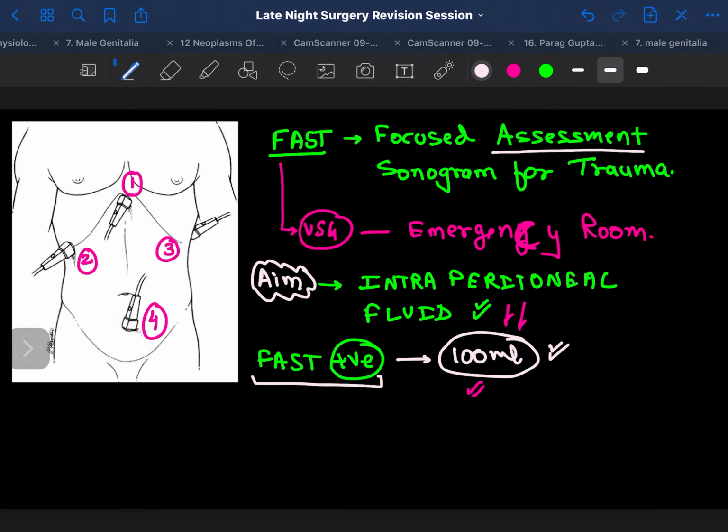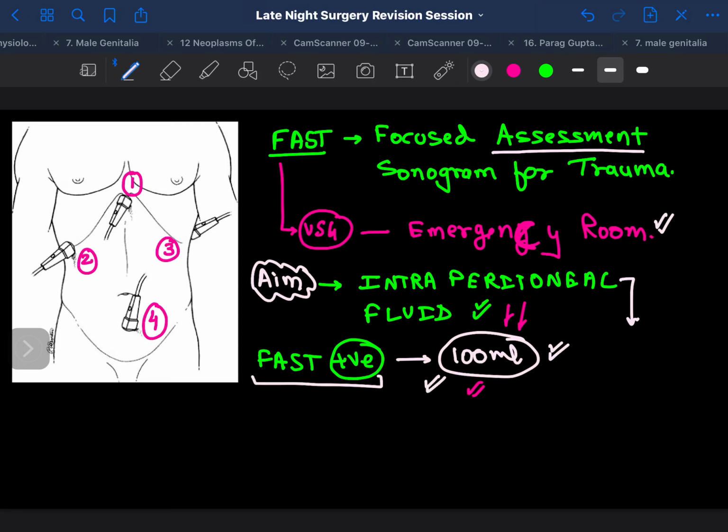So I'll just revise this for you. What is FAST? FAST stands for Focused Assessment Sonogram for Trauma. That is the first thing. This is a USG which is performed in the emergency room. What you're trying to detect is the intraperitoneal fluid. Now, if somebody asks you, can you detect retroperitoneal fluid over here? No, it is not accurate for the retroperitoneal fluid.